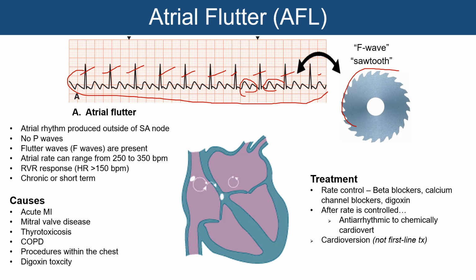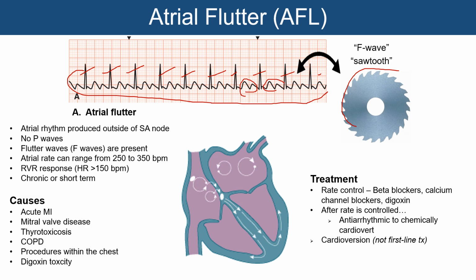The rate can actually go all the way up to 350. So you can have atrial flutter with RVR also. This can be chronic or short-term. Causes: acute MI, valve disease, thyrotoxicosis. Thyrotoxicosis is when you have really high levels of thyroid hormone. COPD, procedures in the chest, and digoxin toxicity. The list actually is pretty long, but those are just some of the causes.